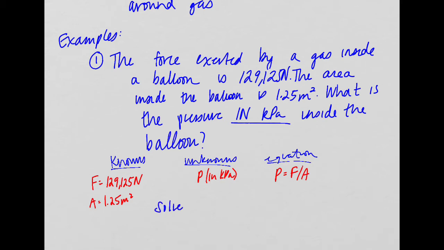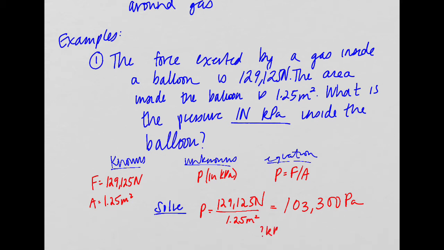So what we're going to do is just plug in for force and area. So we have 129,125 newtons. Divide that by 1.25 meters squared, and we get 103,300 pascals. So we're in pascals, remember. So in order to get to kilopascals, we can do dimensional analysis. We can say how many kilopascals equals 103,300 pascals.